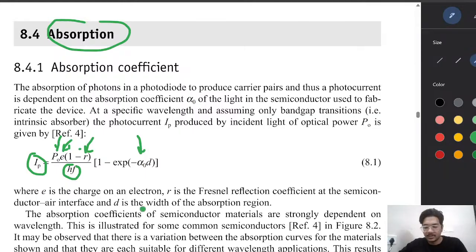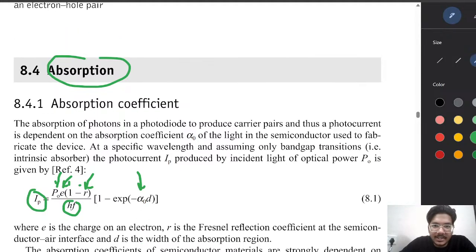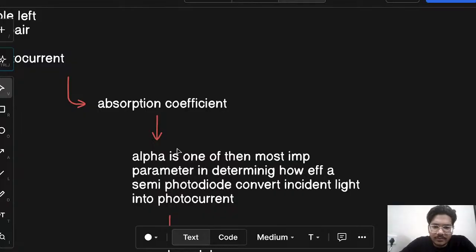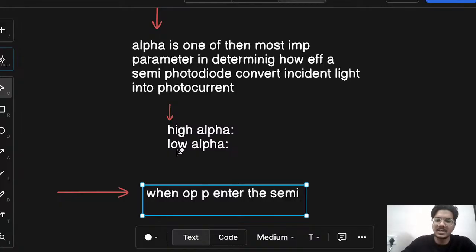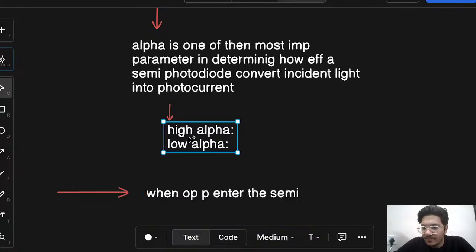Okay, let's continue. We are discussing the absorption coefficient. It is simply a parameter which defines how effectively the photodiode converts the incident light into photocurrent. When alpha is high, it indicates strong absorption and many photons are absorbed in a short distance. When alpha is low, it indicates weak absorption and photons can penetrate deeply.